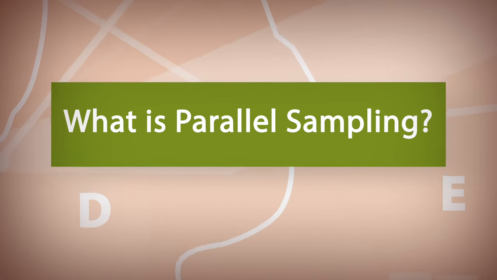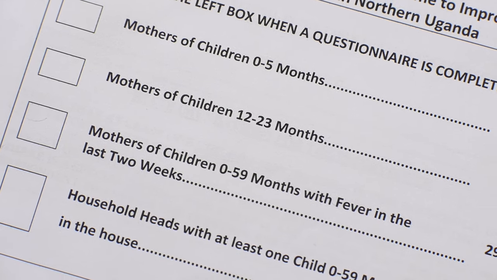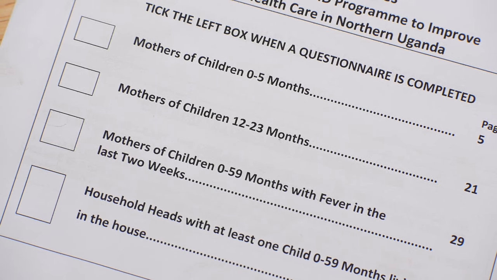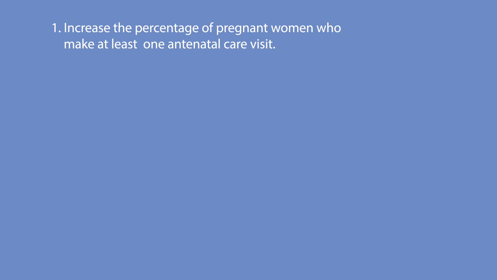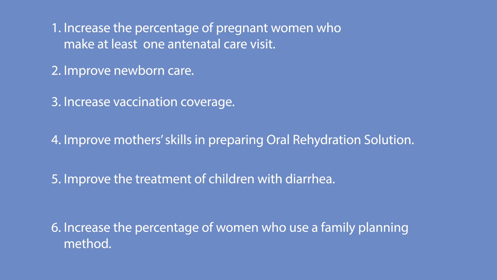What is parallel sampling? If your survey is designed to assess several different interventions, you may have different questionnaires for different groups of people. Say you want to increase the percentage of pregnant women who make at least one antenatal care visit, improve newborn care, increase vaccination coverage, improve mothers' skills in preparing oral rehydration solution, improve the treatment of children with diarrhea, and increase the percentage of women who use a family planning method. You will need several different groups of respondents to make these assessments.